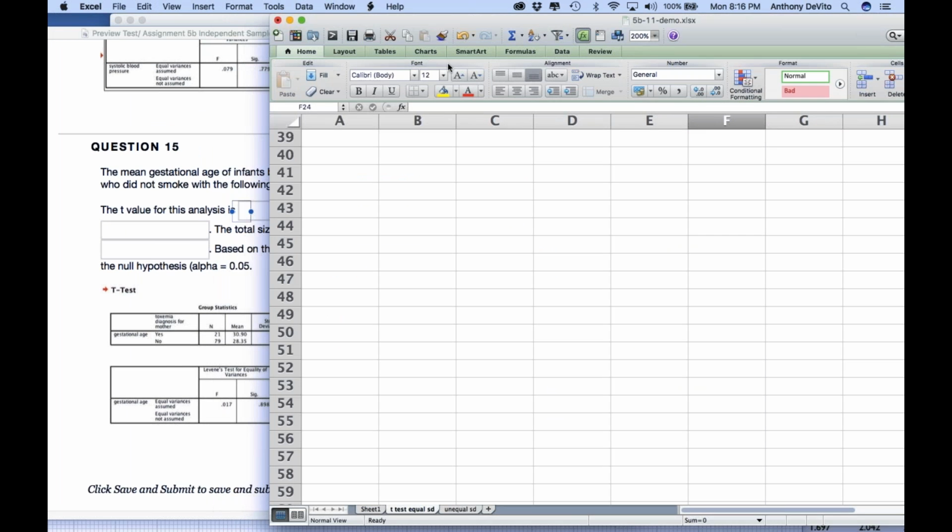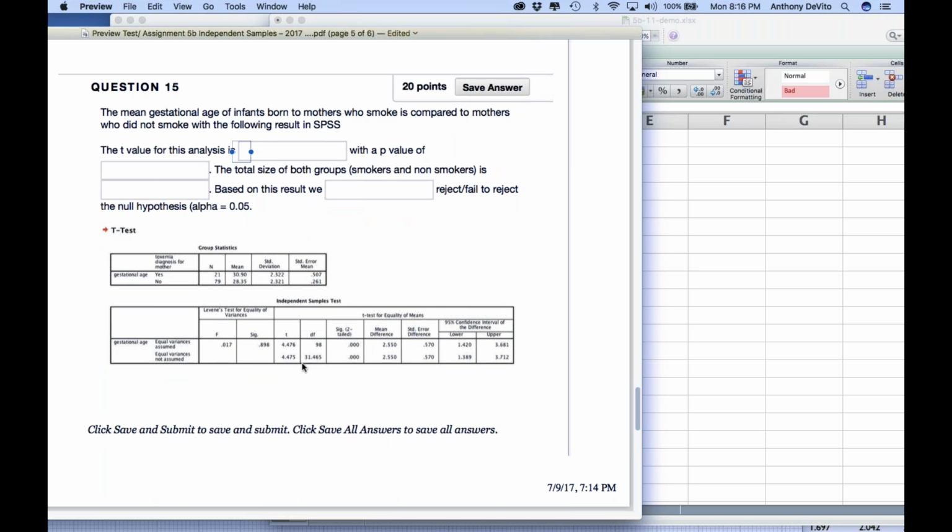We base it on the table right below it. Oh, I'm sorry. Yeah, you're right. Okay, so that's kind of hard to read. The t-value for this analysis is, well, equal variances, right? You're going to use the top line because there's equal variances. The t-score is 4.476, right? With a p-value that is probably less than 0.001, or 0.000.